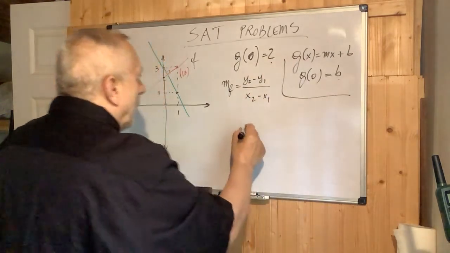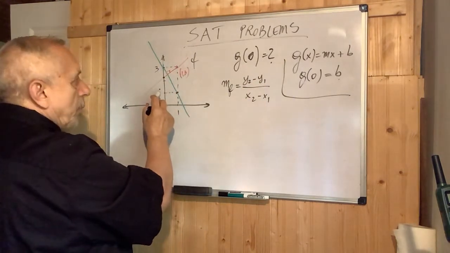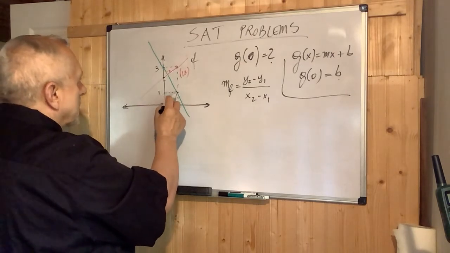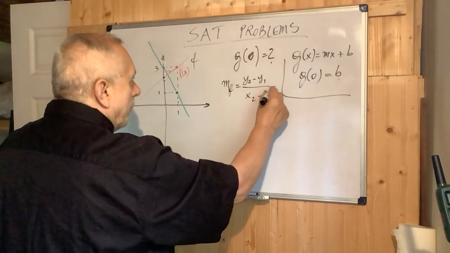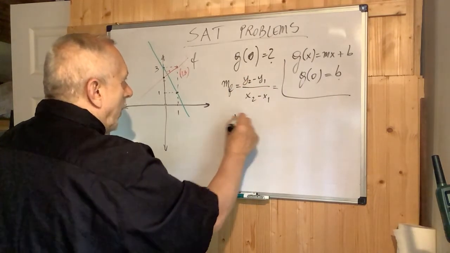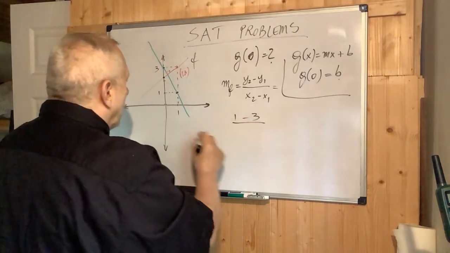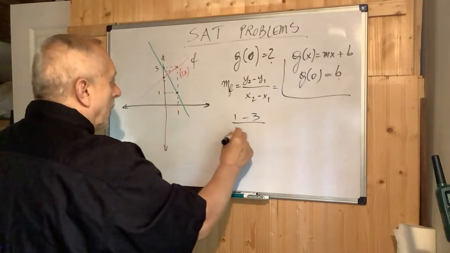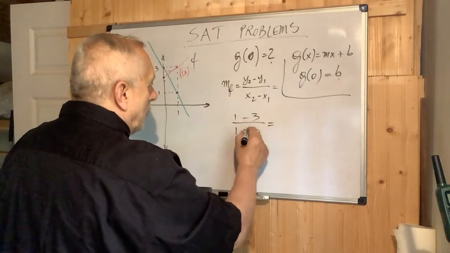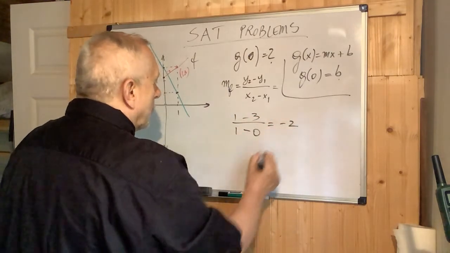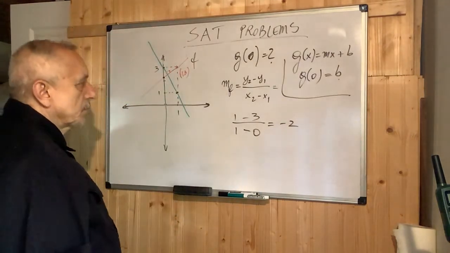Now we apply the values we have, using the two points here. Let y2 be from the point (1, 1). So y2 is 1 minus the y of the other point, which is 3, over x2, which is 1, minus 0. So we have 1 minus 3, which is minus 2, over 1. The whole thing is minus 2. The slope of the function f is minus 2.